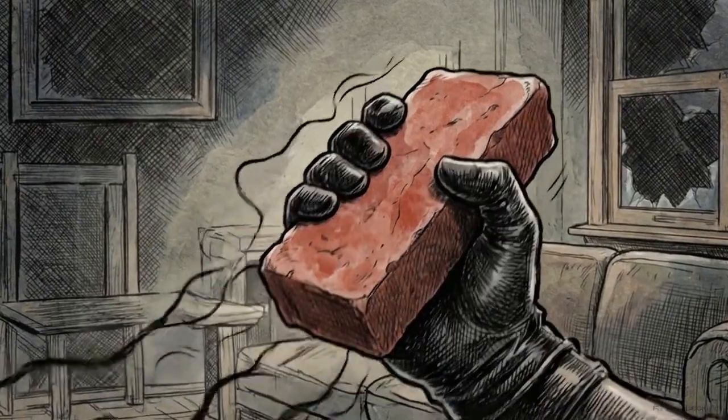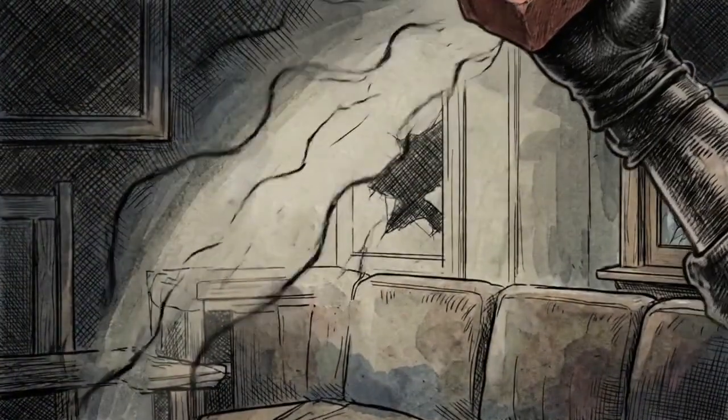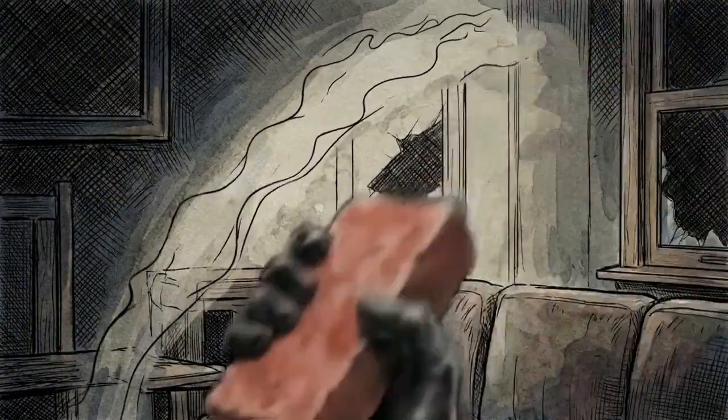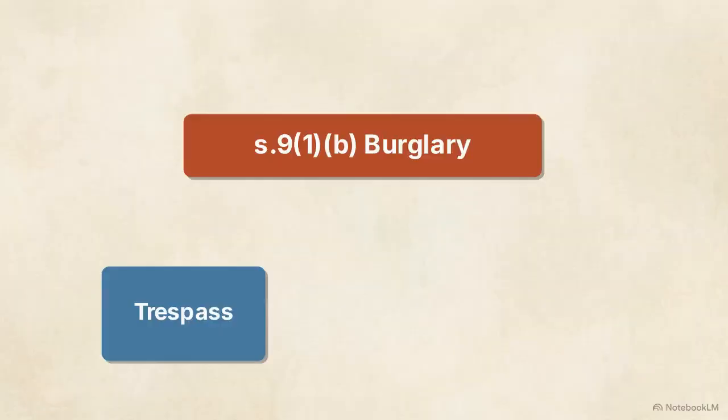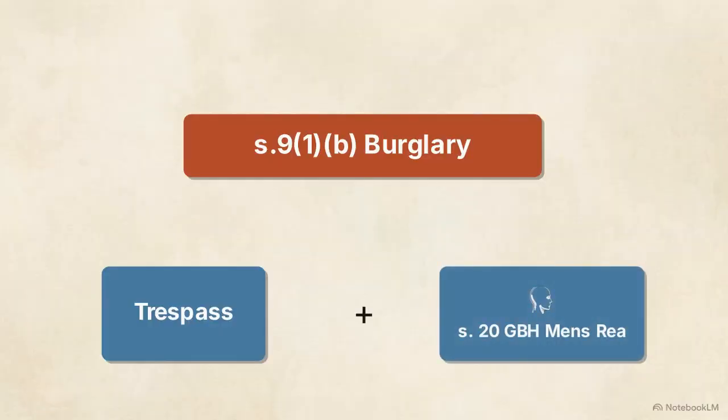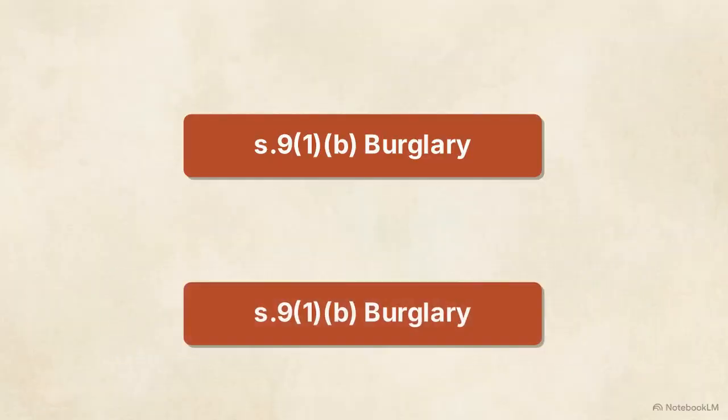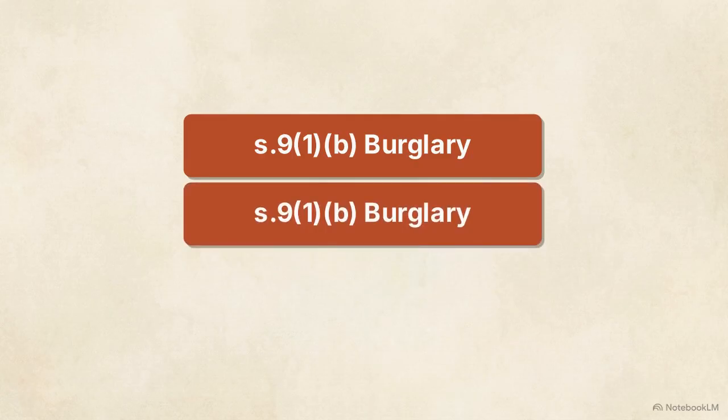Her final action is striking David with the brick. She inflicted grievous bodily harm. Assuming she possessed the necessary mens rea for at least a Section 20 assault, this specific action triggers a second, entirely distinct Section 9(1)(b) burglary charge.